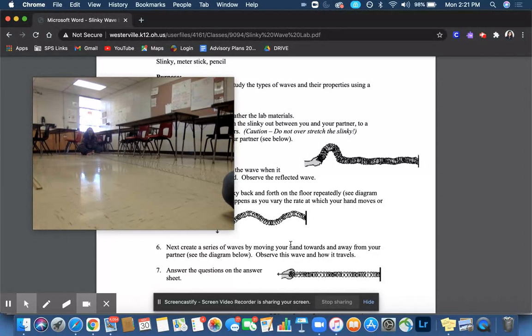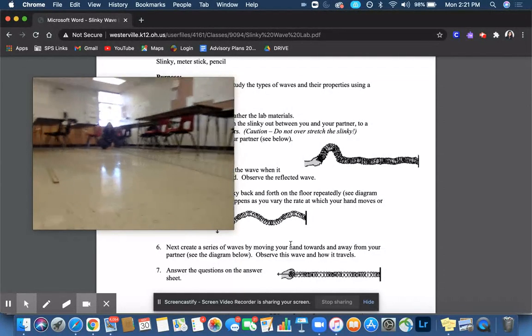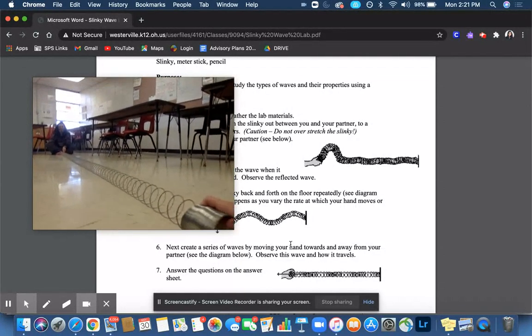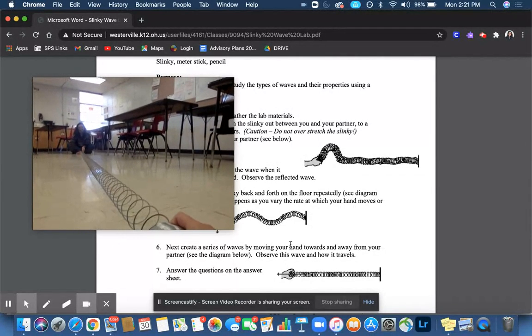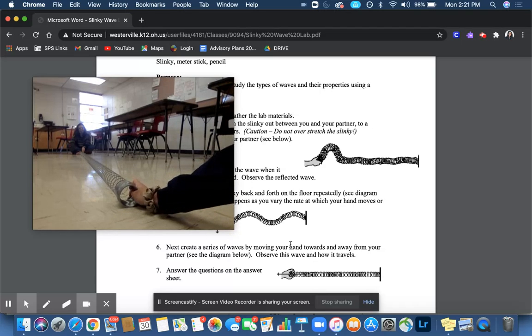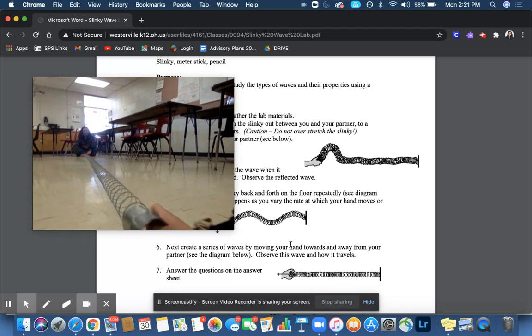Okay, so if I pull away, it stretches out, and then I'm going to push. Okay, let's see closer on that. So I pulled away. I'm going to push. Maybe you try towards me. Yeah. I'm going to give it a little more slack. Oh, that was good.